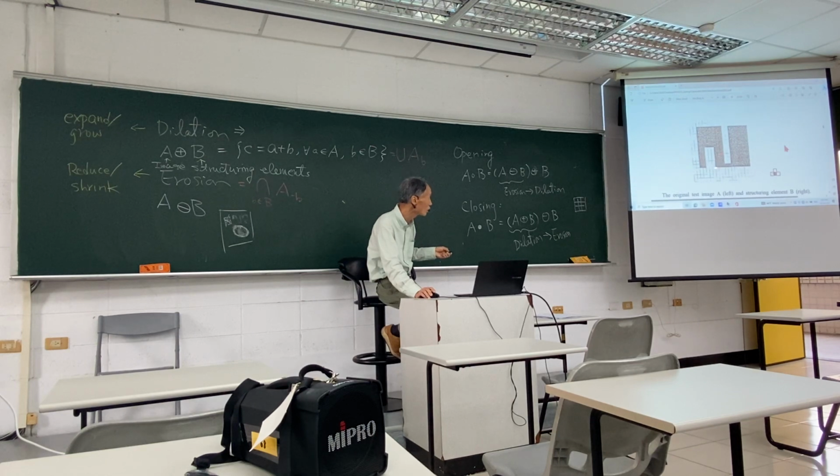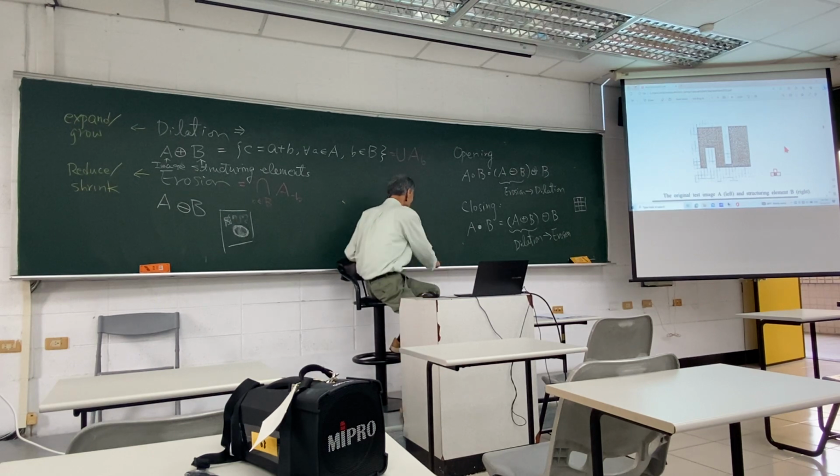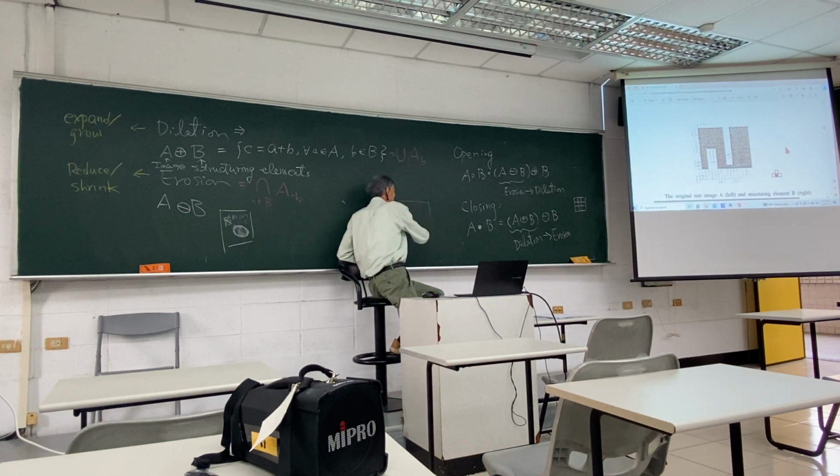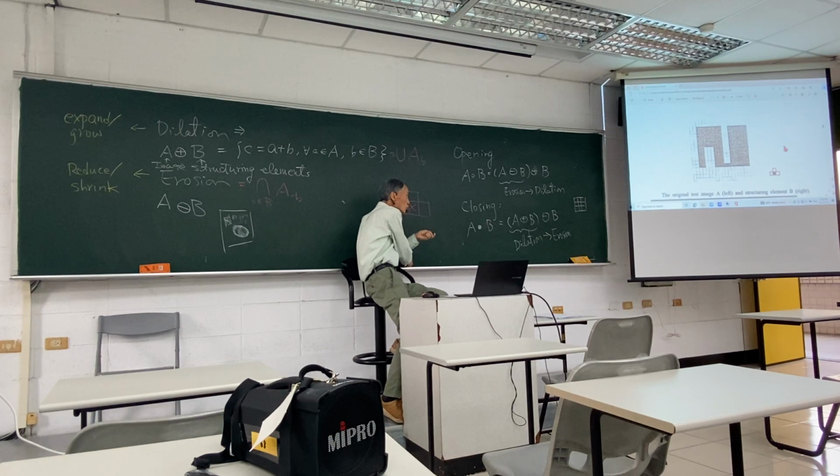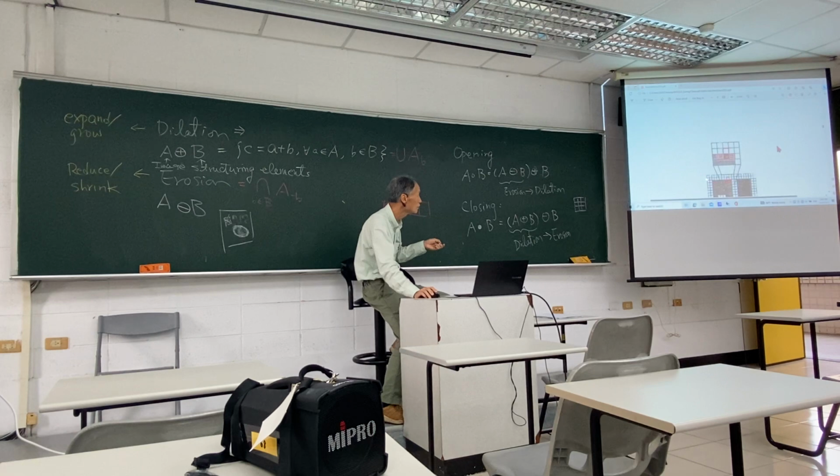This is the original object, and this is the structural element B. It defines the origin right here. This should show you the difference, how it works for dilation. You can just look for yourself. This is for dilation.